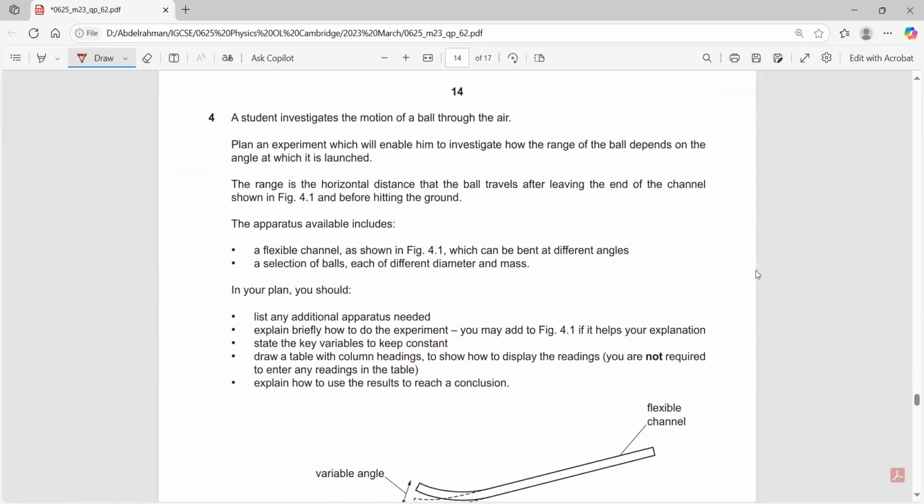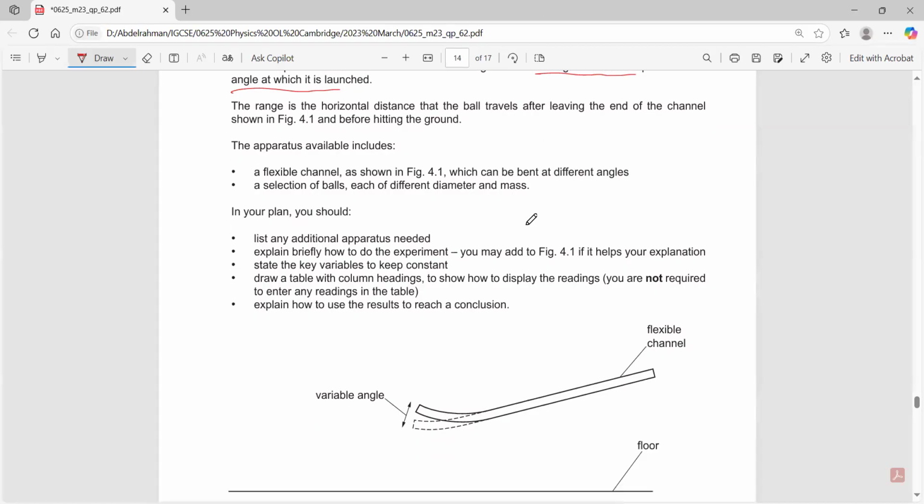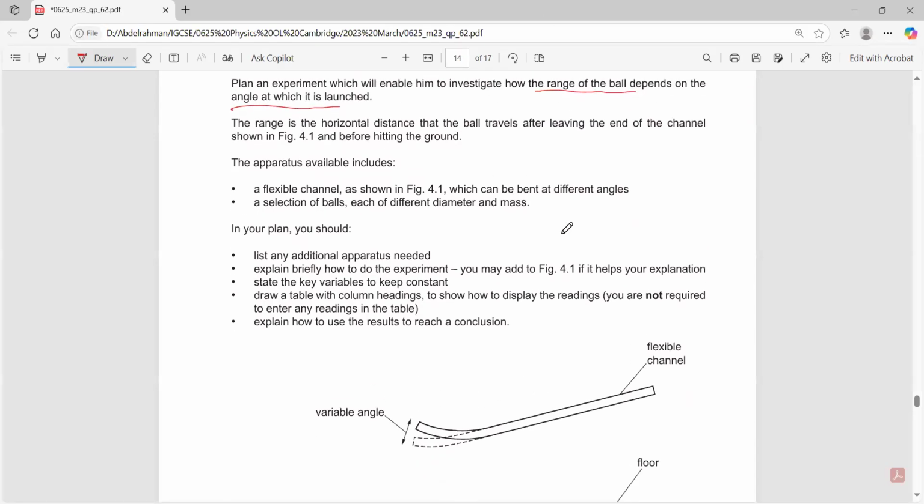And now we have the plan experiment question. A student investigates the motion of a ball through air. Plan an experiment which will enable him to investigate how the range of the ball depends on the angle at which it is launched. When you change the angle, we want to determine how the range of this ball depends on it. So what is the range?